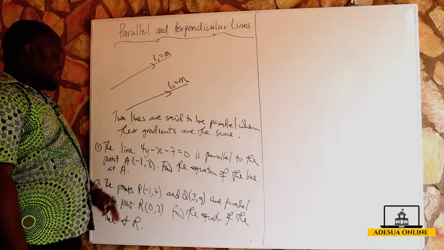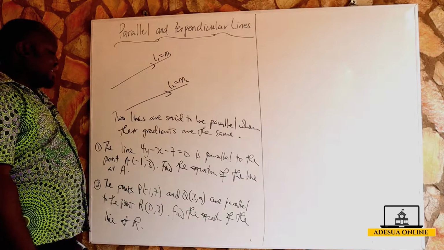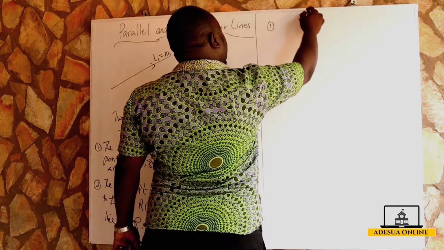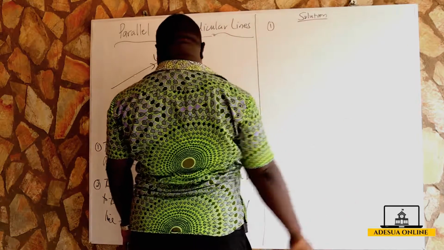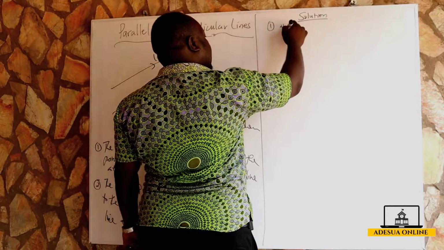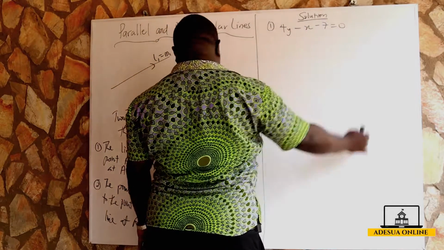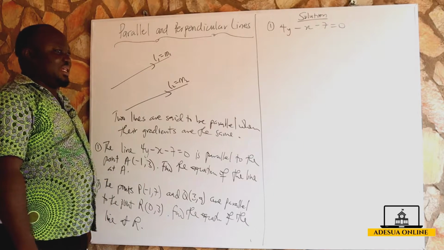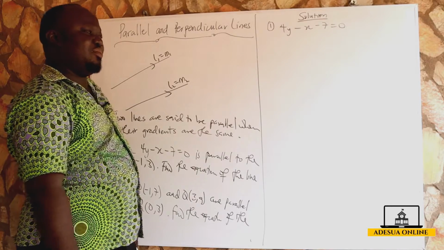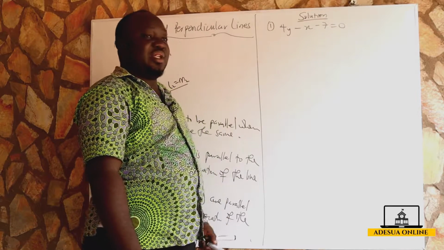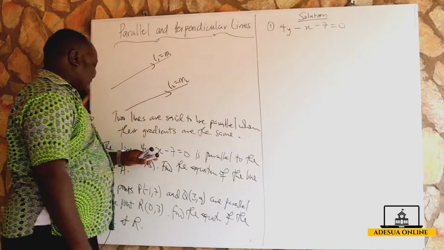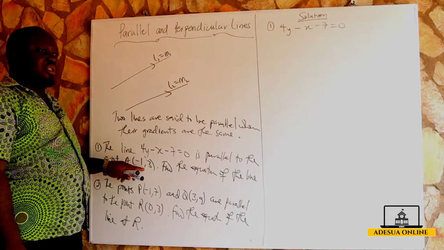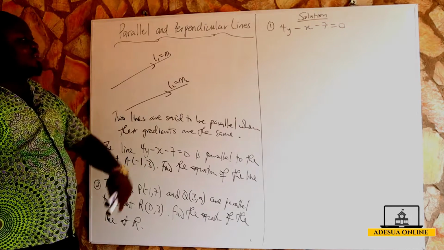parallel to the point A (-1, 3). Find the equation of the line at A. Now, in question 1, we are told that the line 4y minus x minus 7 equal to 0 is parallel to the point A (-1, 3). We need to find the equation of the line at A. For us to get the equation of the line, we also need to know the gradient. Since this line is parallel to this point, the gradient of this line is equal to the gradient at this point. So we are going to find the gradient of the line there.